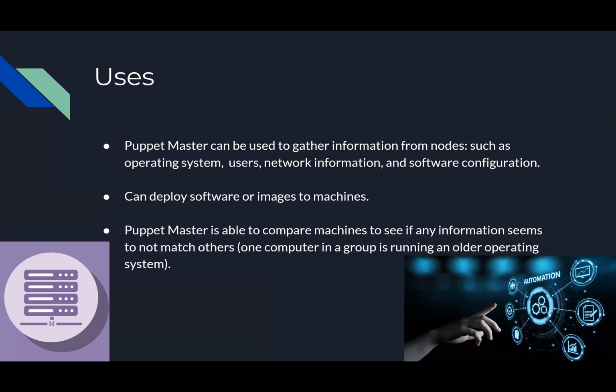So some of the uses of Puppet Master is it can gather information from nodes such as operating system, users, network info, and software configuration. It can deploy software images to machines. It's also commonly used to compare machines to see if there's an outlier among them, like an older OS.